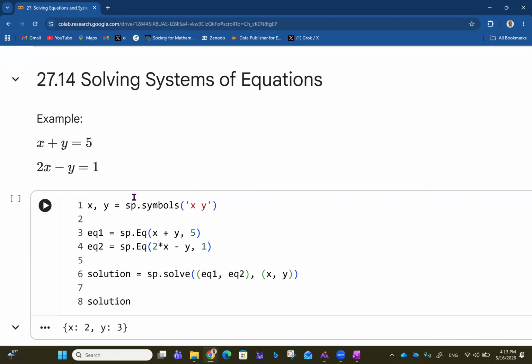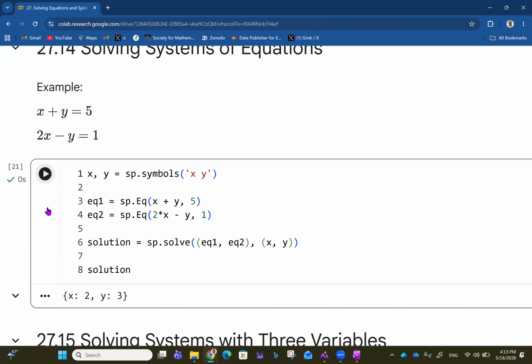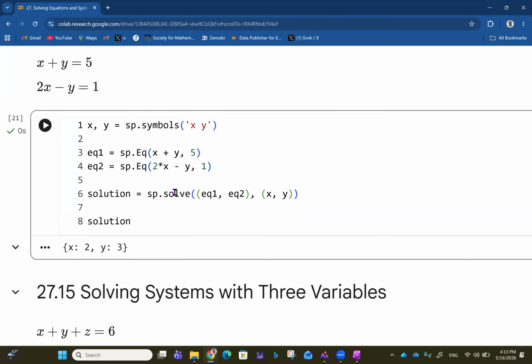What if it is something more complicated? You have to set it up like that. So you have x, y equals sp.symbols('x y'), then set up the first equation: x plus y is 5, and 2x minus y is 1. Then for the solution, you solve equation 1, equation 2, for x and y. So you have that. Now, another thing we can do is have symbolic situations.